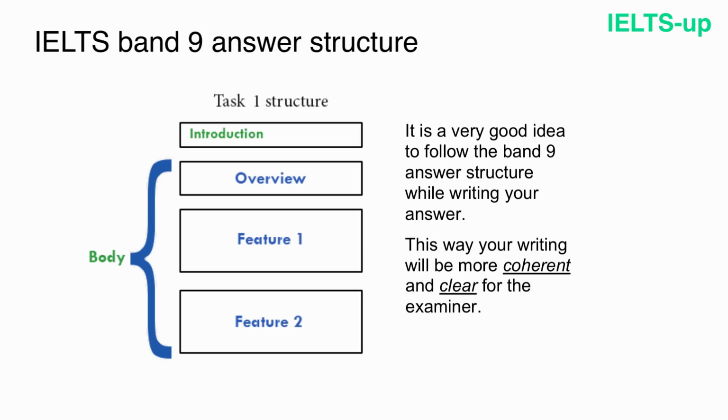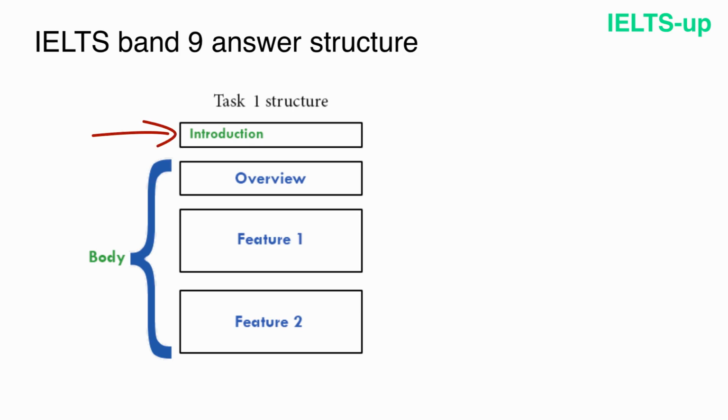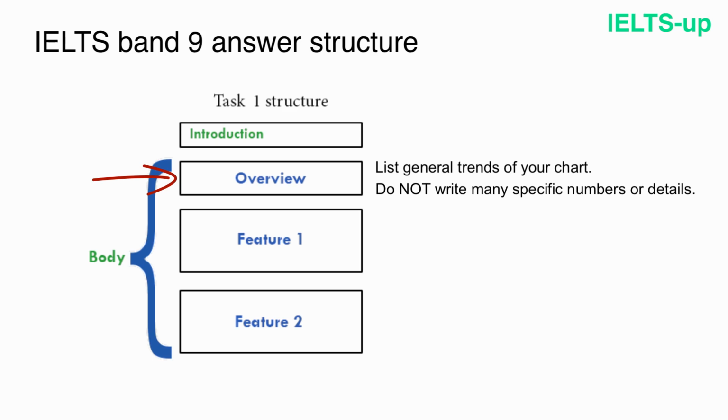So, let's study the Band 9 answer structure together. Your first paragraph is an introduction. In this paragraph, you should introduce your chart to the readers in one or two sentences. Next, you should write an overview paragraph. In this paragraph, you should list general trends of your chart. Do not write many specific numbers or details in this part. Remember, the overview should contain only general information.